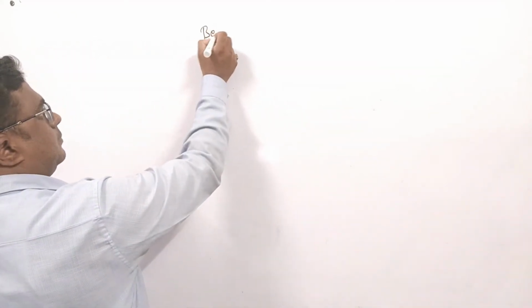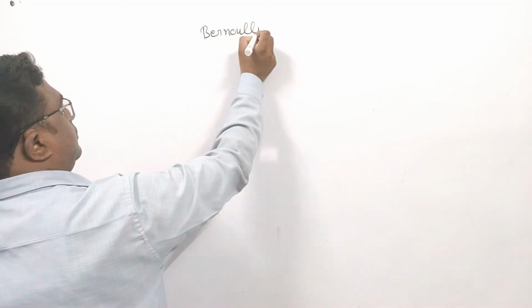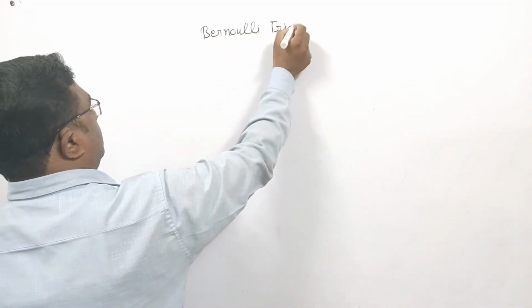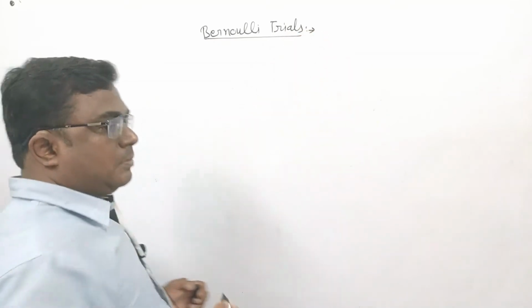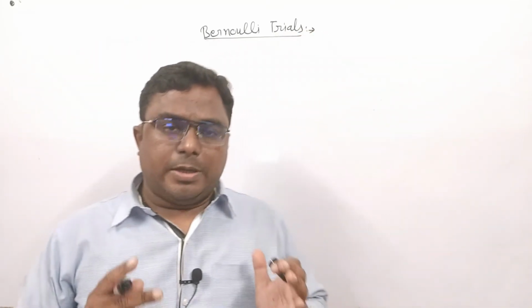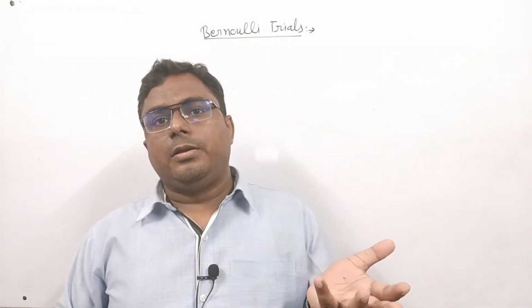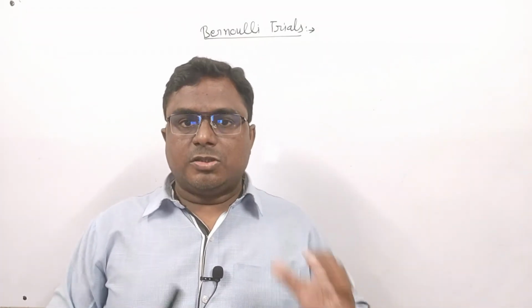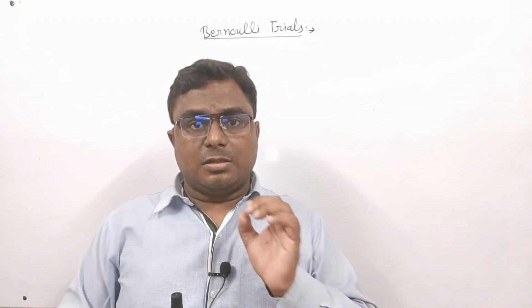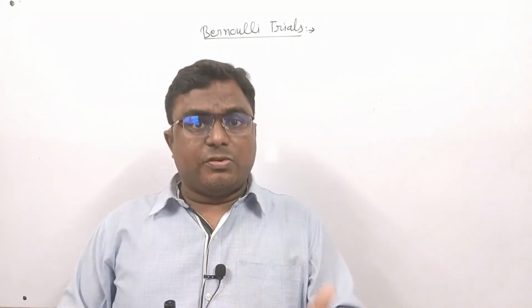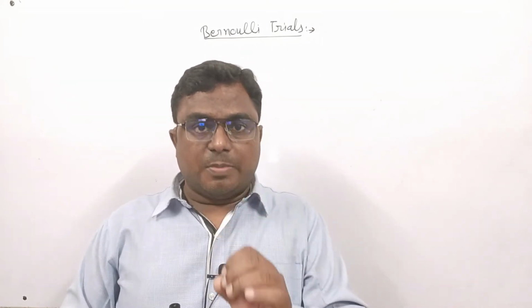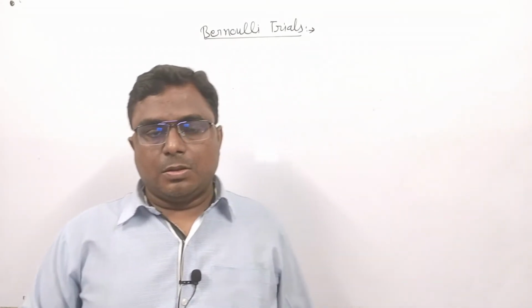Now friends, we are coming to the last topic, which is Bernoulli trials. Sometimes an experiment contains a large number of trials. For example, if we have a die and we are throwing the die, suppose 100 times, then this experiment consists of throwing the die 100 times. So it means this experiment contains 100 trials.